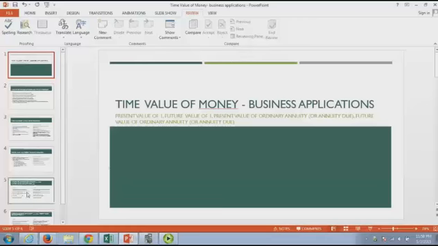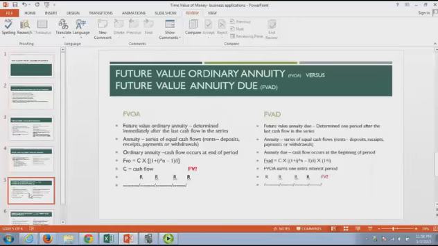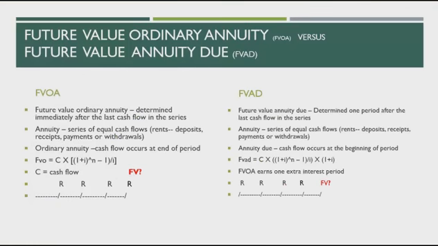Oops. Whoa, what happened to my... Okay, future value. I must have hit the wrong button. Future value, same deal. Ordinary annuity versus annuity due. The diagram kind of gives you an idea of what to expect.